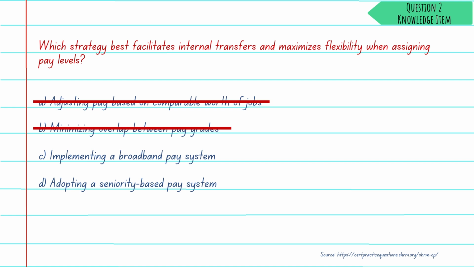A seniority-based pay system rewards employees based on length of employment, which makes it more complex to assign pay levels to jobs and does not promote internal transfers. The large pay ranges in a broadband system facilitate internal transfers because this strategy greatly increases the probability that one's current job and alternate position are in the same large pay range. It also gives organizations maximum flexibility in assigning pay levels to jobs.